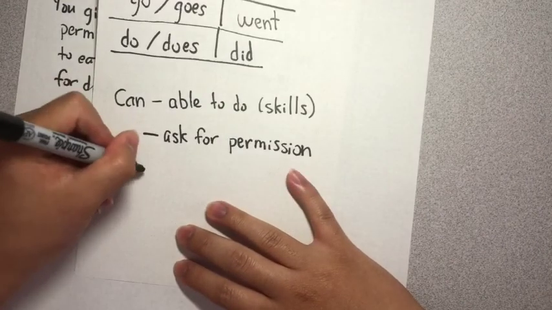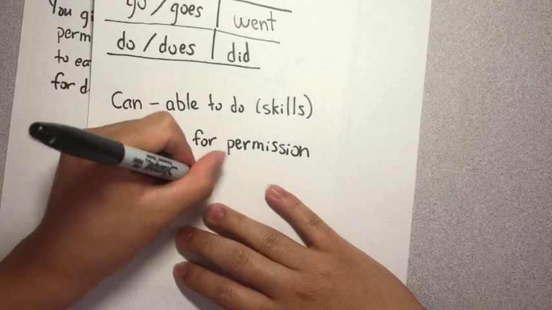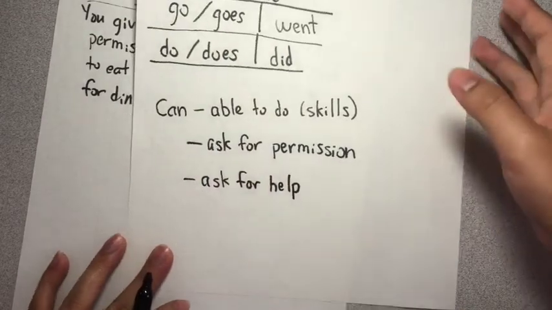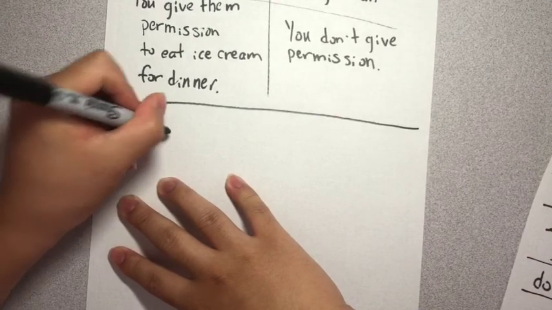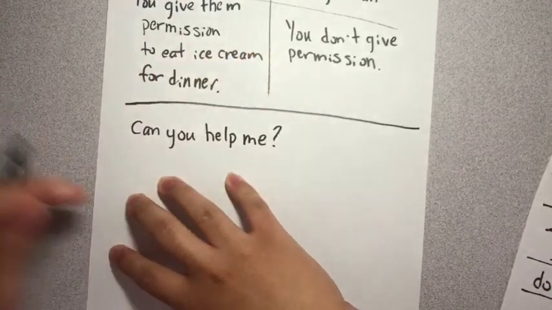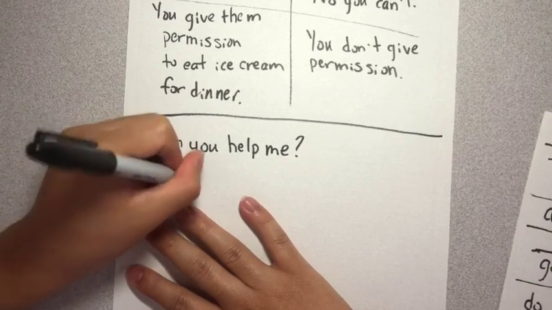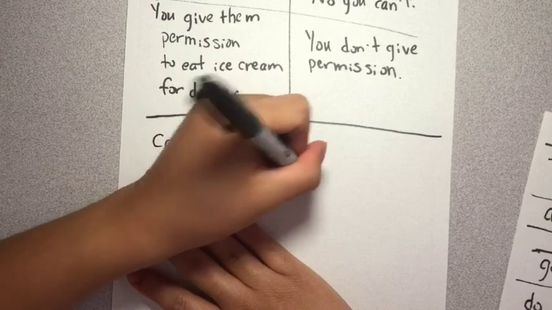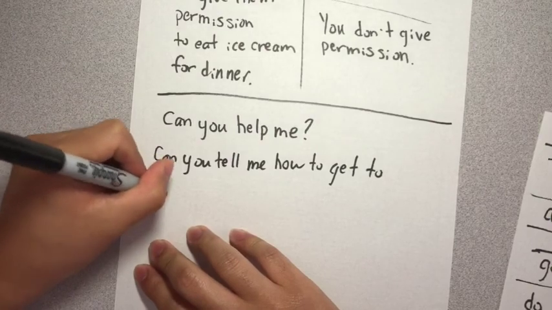Another way we can use the word can is to ask for help. We can use the word can to ask for help. Of course, the easiest one is, can you help me? Or, can you tell me how to get to this address?